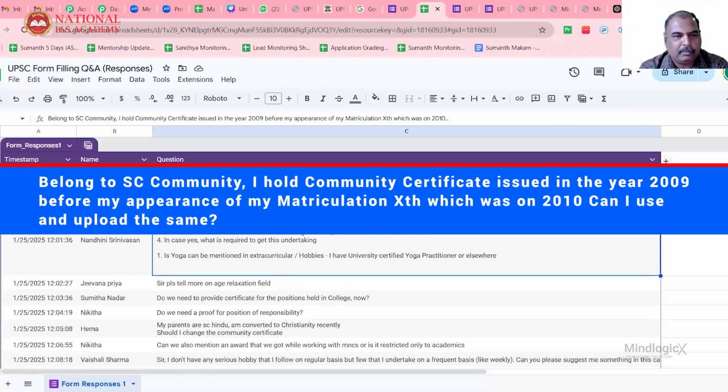Belonging to the SC community, I hold a community certificate issued in 2009, but my matriculation, 10th, was in 2010. Can I use and upload the same? Yeah, not a problem. For SC or ST, the community certificate is the only document, and it is valid for lifetime. For OBC, since it has the creamy layer concept, you need to make it yearly validity. Okay, otherwise not a problem.